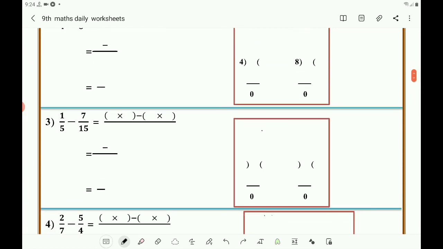Then you take the third one, 1 by 5 minus 7 by 15. Here what is the LCM? 15 is the LCM. Find the LCM by the usual method. Use any one of the methods and get the LCM. After that, you write that LCM here. Next, 1 into what and 7 into what, that you have to find out.